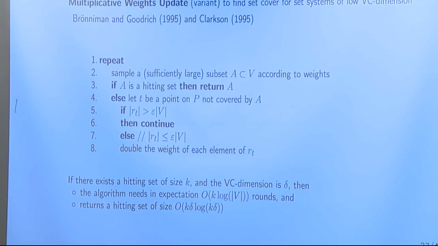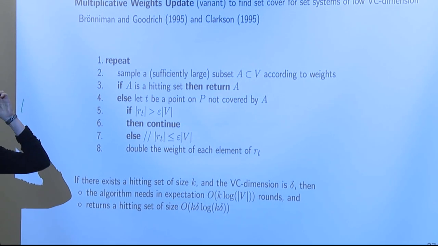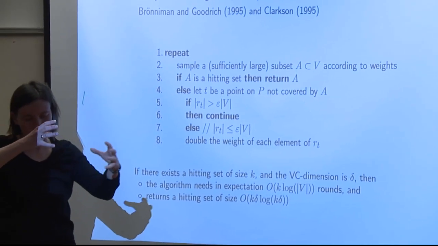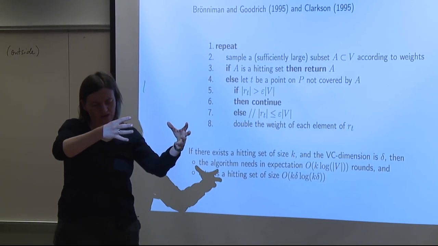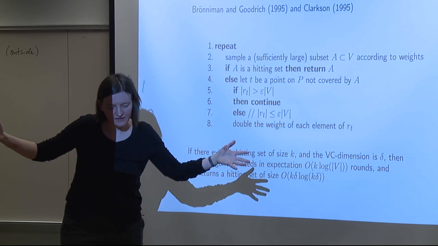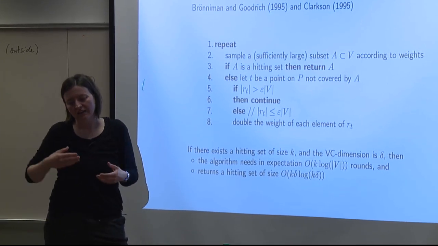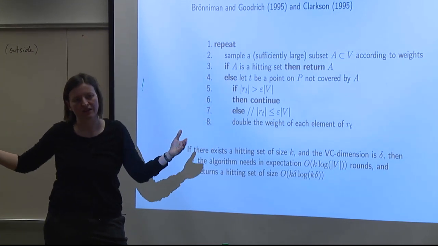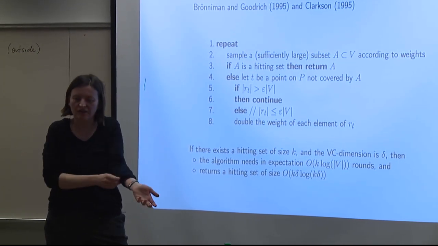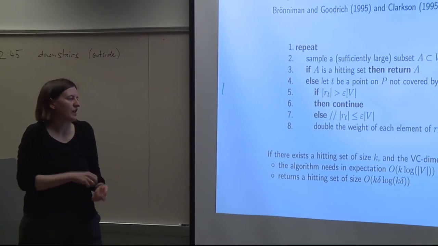I'm not really doing the math here, but basically, when you increase the weights of these small sets, the total weight does not increase too much because the sets are small. The weight of the points increases exponentially, but the total weight does not increase so much. So in the end, it turns out that after k times log n rounds, we will have reached it.